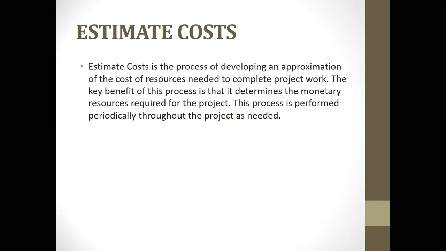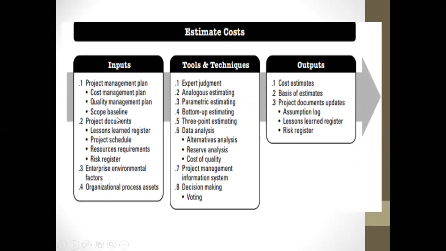So estimating project cost is the process of developing an approximation of the cost of resources needed to complete project work. The key benefit of this process is that it determines the monetary resources required for the project. This process is performed periodically throughout the project as needed. Now, what are the inputs?